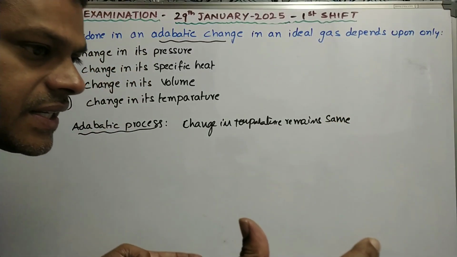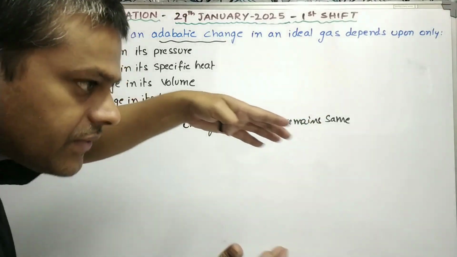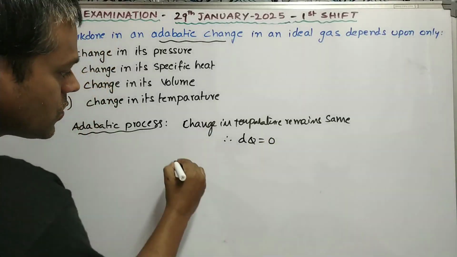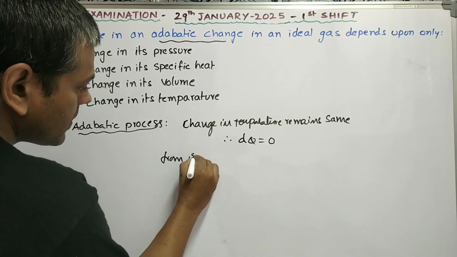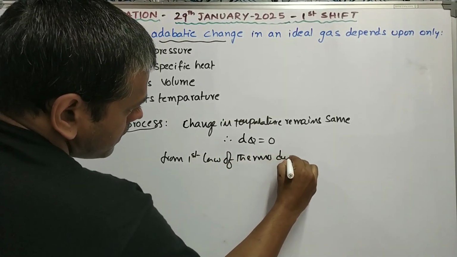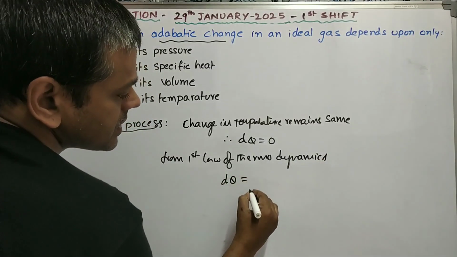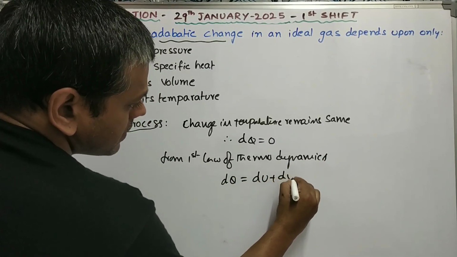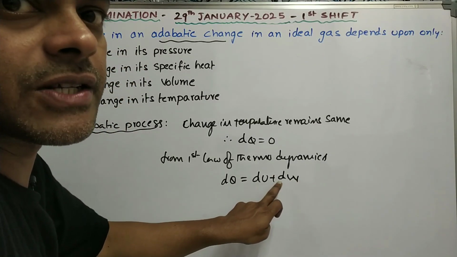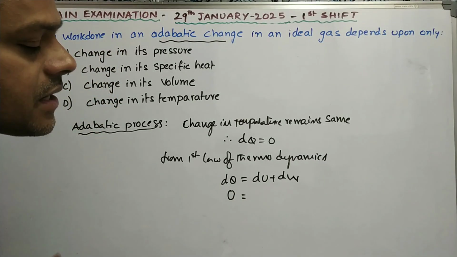Okay, that means what? Heat energy is not allowed to enter into the system, as well as heat is not allowed to leave the system. Therefore, dq is equal to 0. So, from the first law of thermodynamics, the amount of heat supplied to the system, dq, is equal to du plus dw. That means the supplied energy is utilized to increase the internal energy of the system as well as to do external work. But here dq is equal to 0. That system is called an adiabatic system.